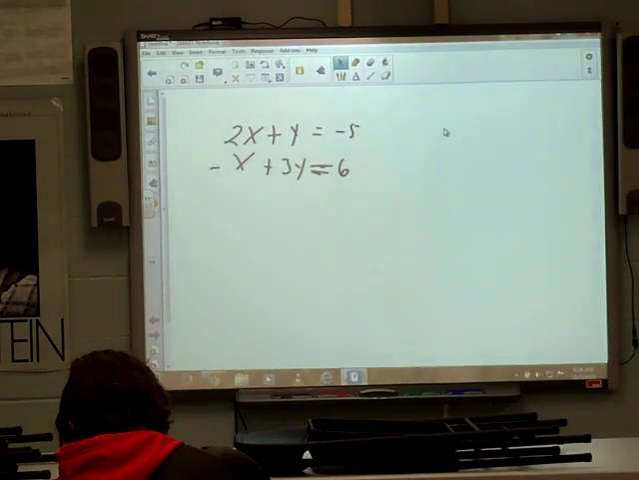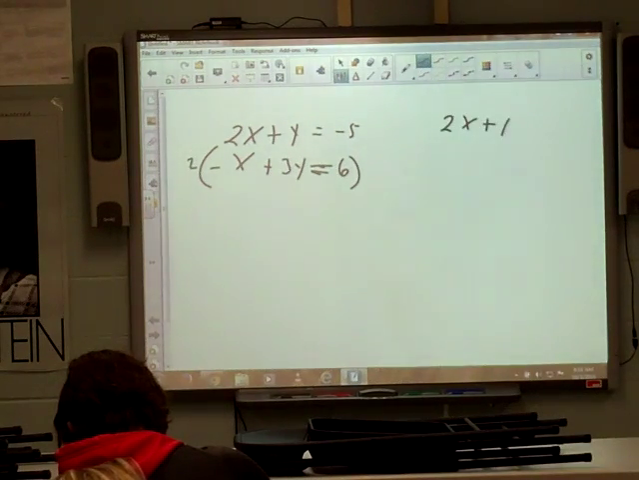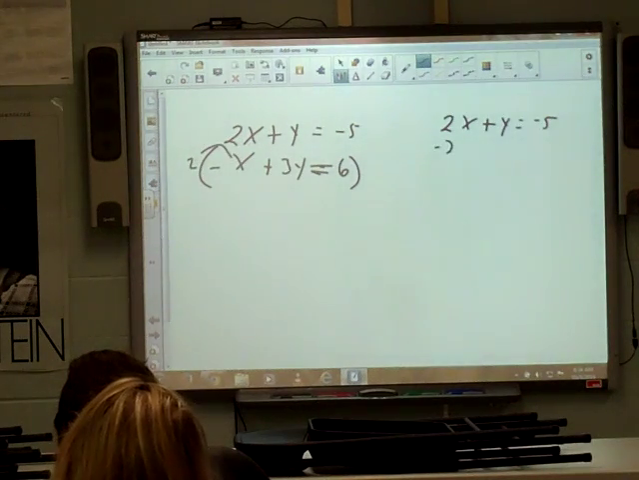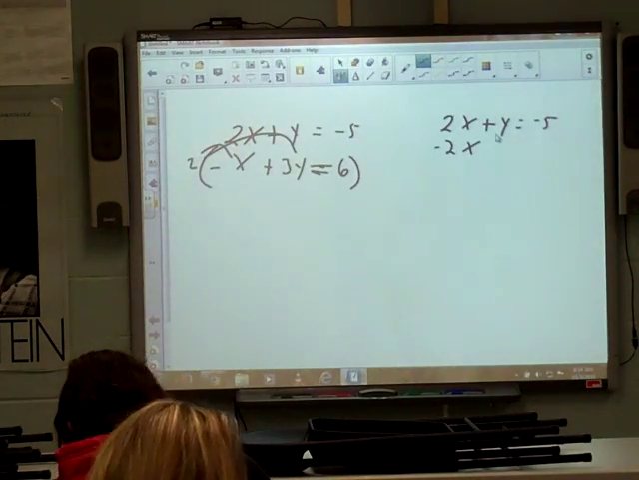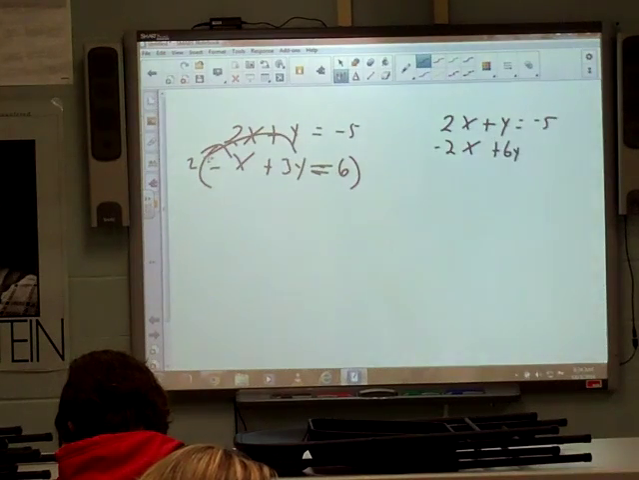Did you choose to eliminate? Yes. Okay. Substitution, good. If y'all didn't get it right, I'll do it with substitution also. When eliminators over there, did you eliminate the x's or the y's? X's. So you probably multiplied the bottom one by 2 then, right? Correct. Okay. So we got 2x plus y equals negative 5, just wrote that top one again, and negative 2x plus 6y equals 12.